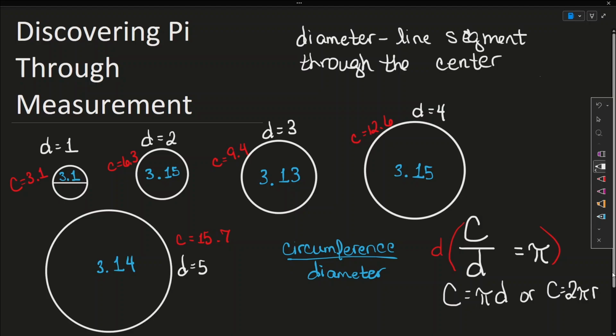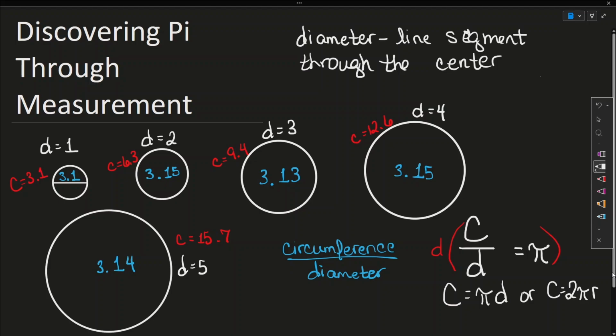Now, let's ask an important question. Why didn't we get an exact value for pi from our measurements? The answer is measurement inaccuracies. In real life, measurements are only approximate. Maybe the ruler is not perfectly aligned. Maybe the circumference is hard to measure exactly.